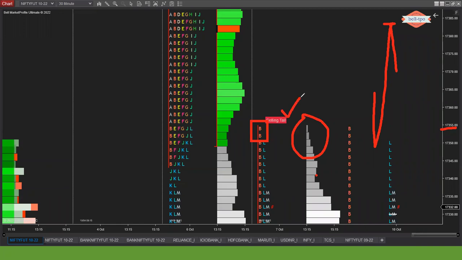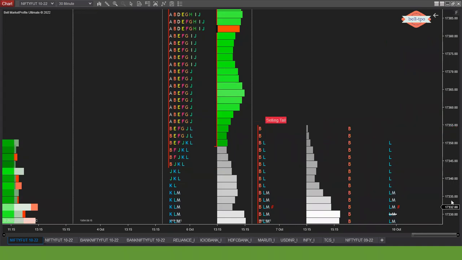The buyers will keep on pushing up as long as sellers are not in control. And sellers will take control later on. That is how the tail forms. That is how the excess forms. Excess is primarily denoted by single prints. So here it is only 2 TPOs that particular day had.